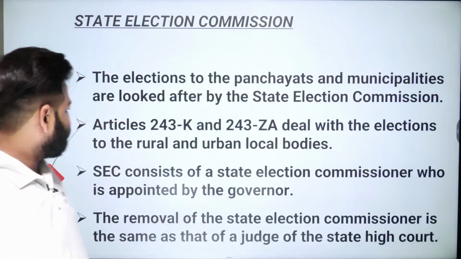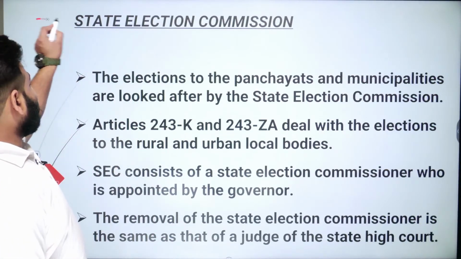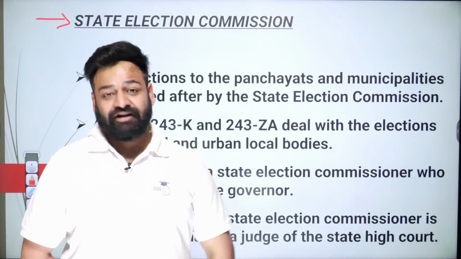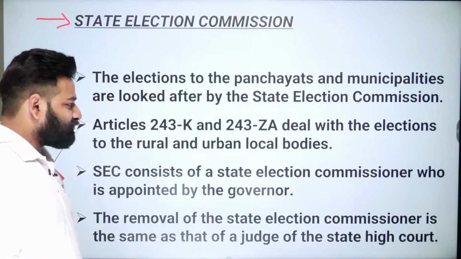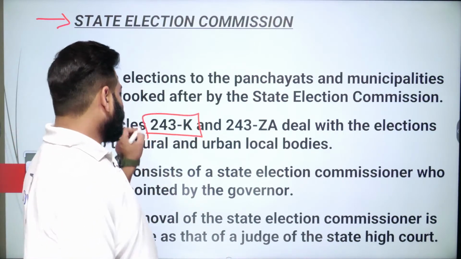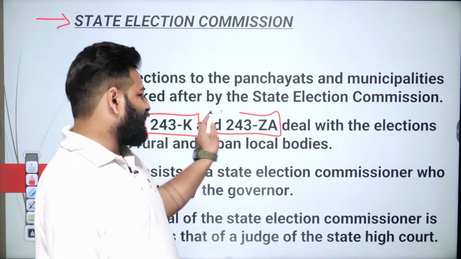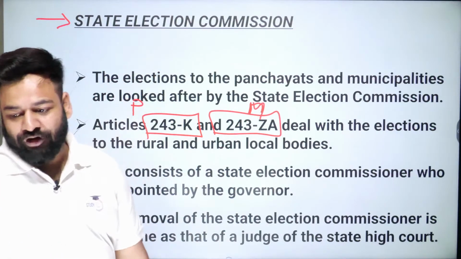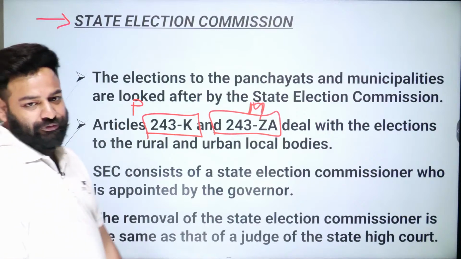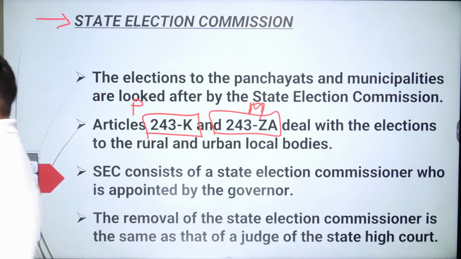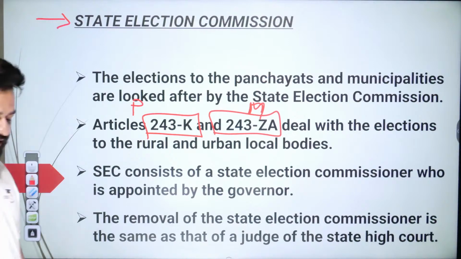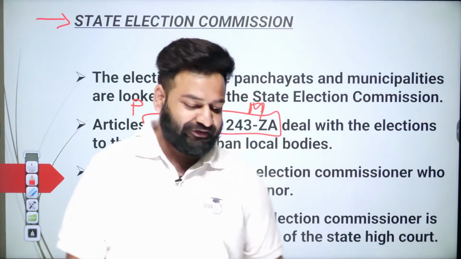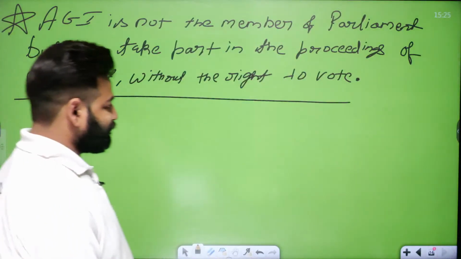Okay. Next, the State Election Commission. We have the Election Commission for the center and we have the State Election Commission as well. So the State Election Commission: Article 243K for panchayats, Article 243ZA for municipalities. Remember, we have two distinct election commissions. The first is the Election Commission of India, and the second is the Election Commission of States. What is the difference? Let's understand the difference.